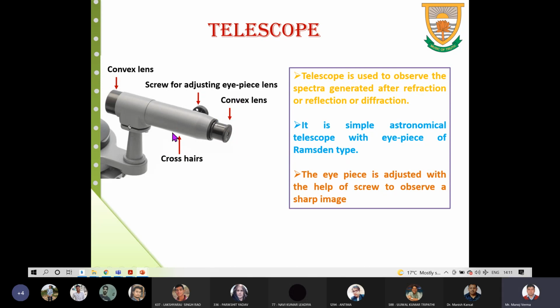Okay, and in between this there are crosshairs. I will show you how these crosshairs will look like.